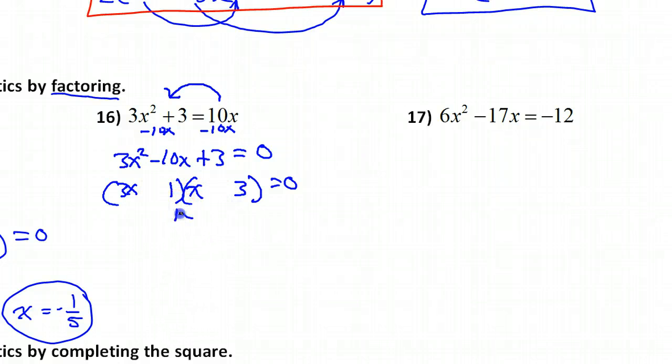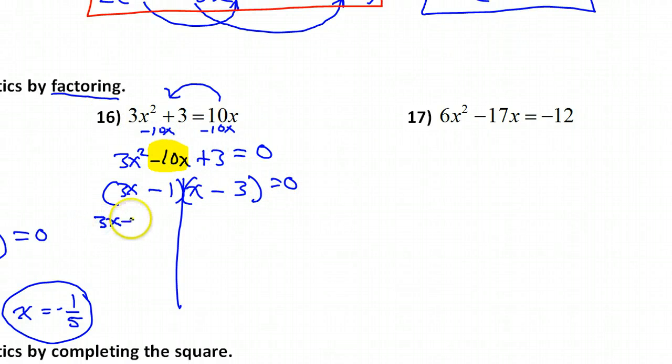Now inner, that gives me 1x. Outer, I have 9x. Alright, inner plus outer must equal middle. So I'm shooting for negative 10. Now I can get negative 10 if both of these are negative. That means both of these would have to be negative. And a negative times a negative is a positive, so it's working. So now I have it factored. So I keep going though because I'm solving an equation this time.